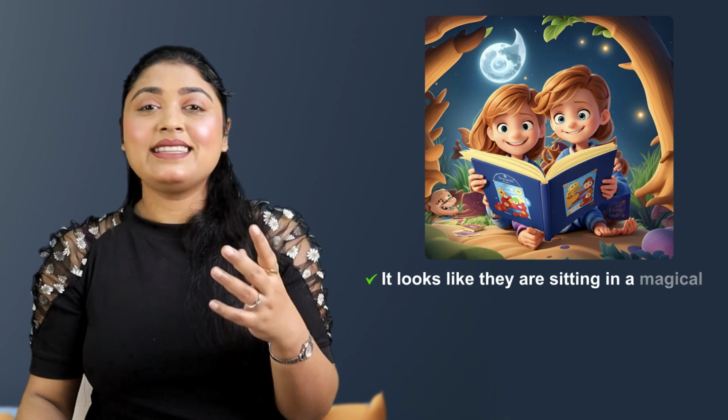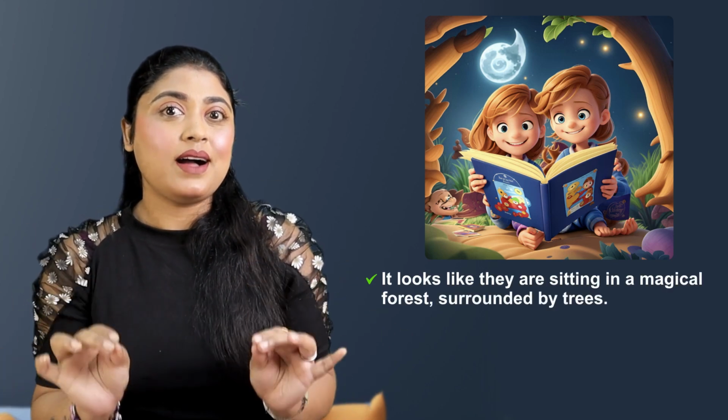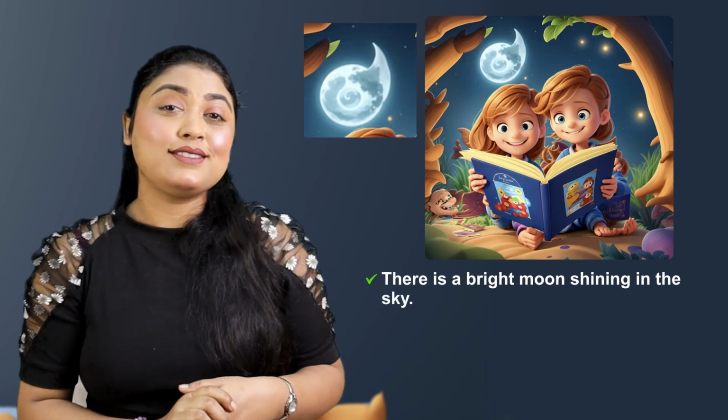Now, if I focus on the background of this picture, I can see this is a magical forest, right? And it is surrounded by trees. So I will say it like this. It looks like they are sitting in a magical forest surrounded by trees. What else can we see? There's a bright moon shining in the sky.